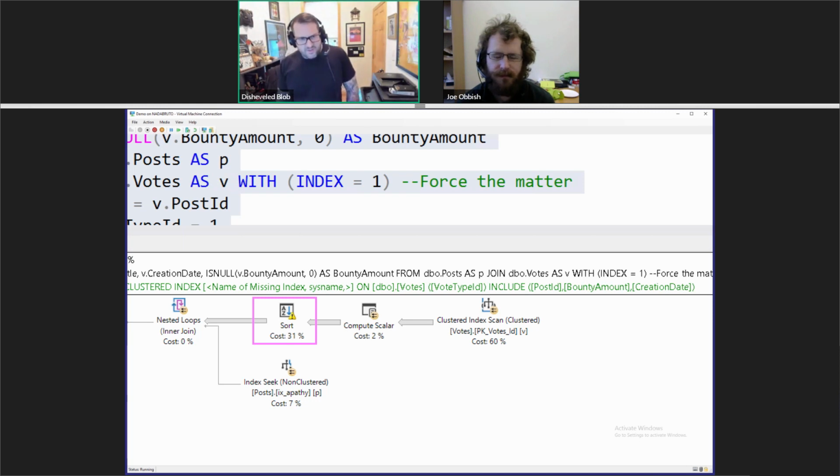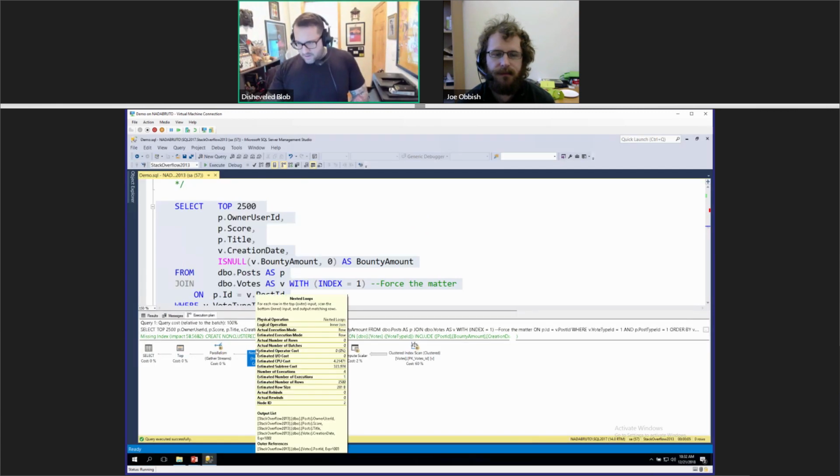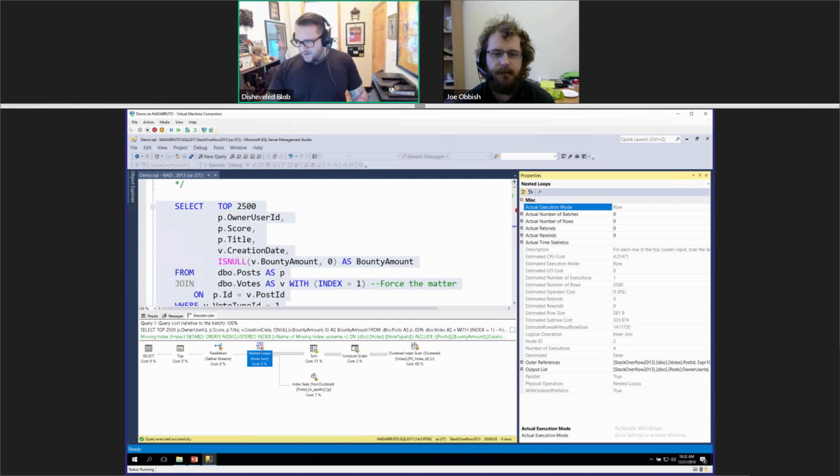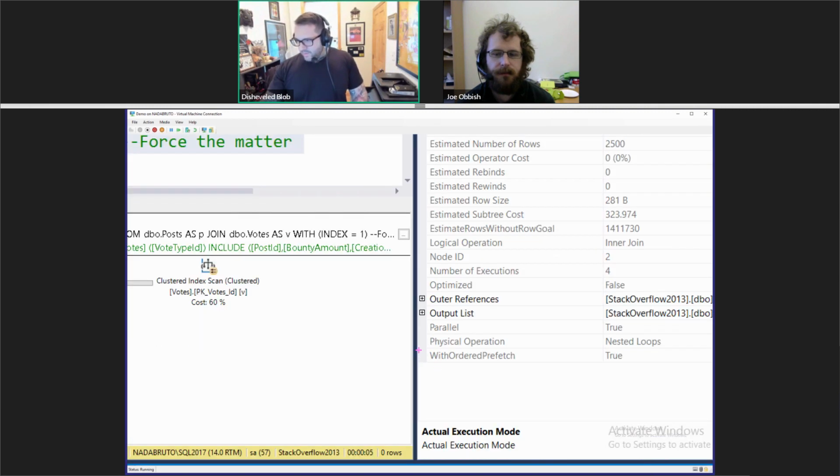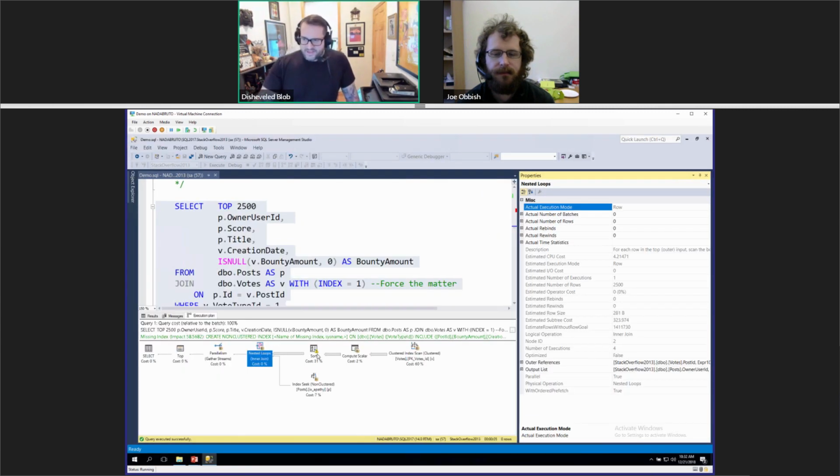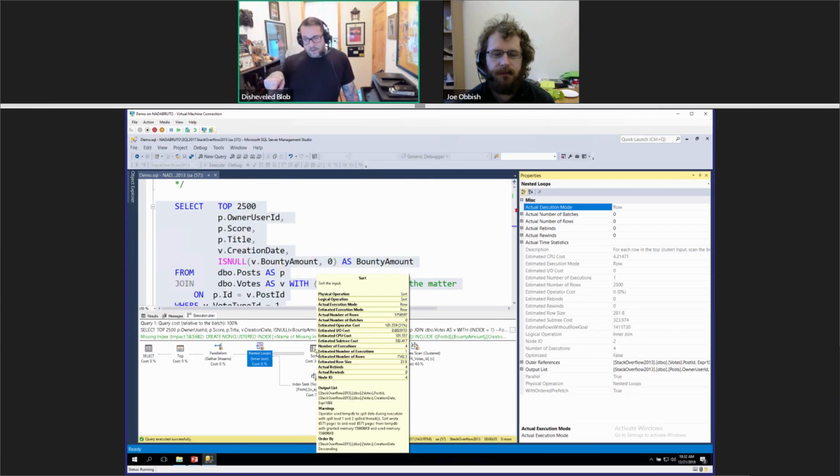Why did SQL Server choose to sort that data? Well, there are all sorts of different kinds of nested loops joins out there in the world. This one here just happens to have this funny little doodad called WITH ORDERED PREFETCH equals true. And now what SQL Server has done is it's resorted the data that came out of the clustered index scan to match the order of the join column that we're hitting in the post table. And when it did that, it spilled a bunch of data out to disk.